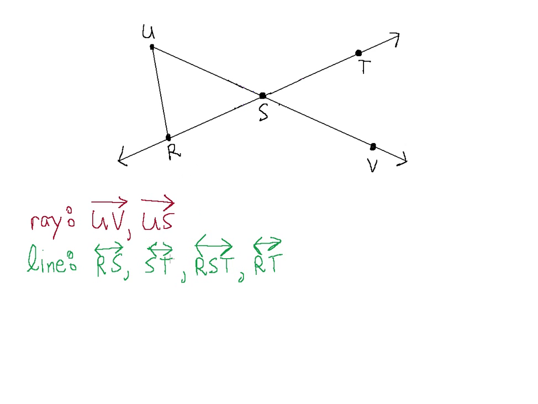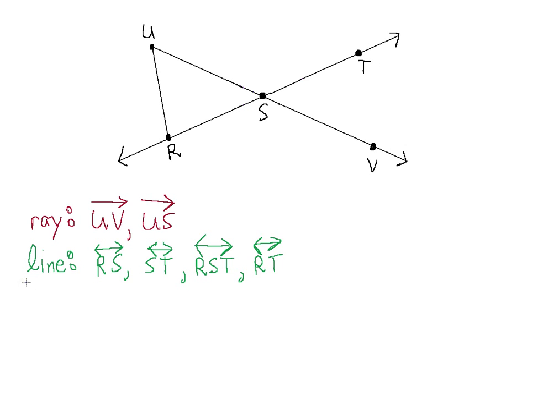We can call it line TS. We can call it line TSR. And so on. So there's a lot of different ways you can actually describe this line, but they all mean the same thing, which is very cool. All right, let's take a look at the next one.